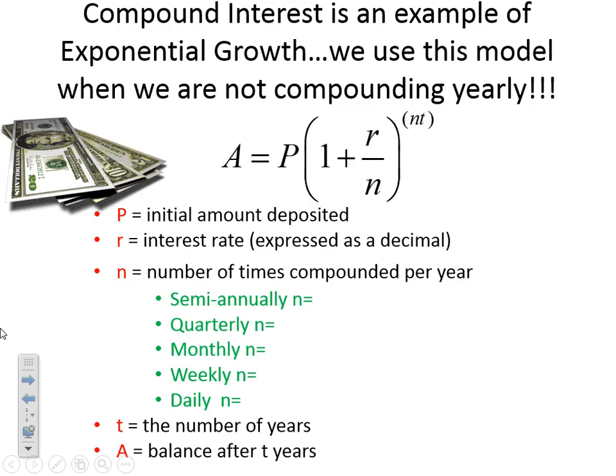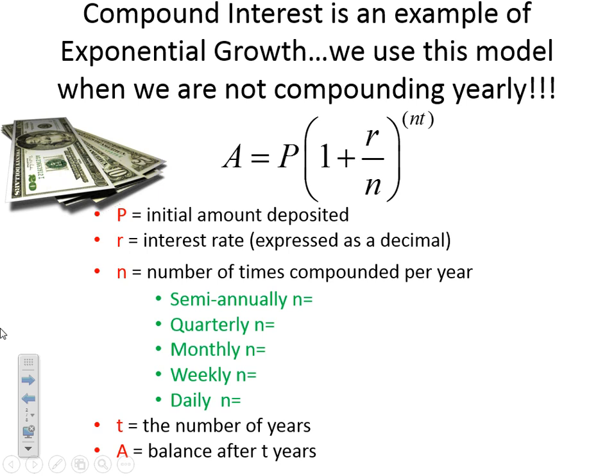First, you guys have this printed out. We're just going to fill in a couple of things, okay? Compounded interest is an example of exponential growth. We use this model when we are not compounding yearly, okay? So here's our equation. A equals P times the quantity 1 plus R over N, all to the N times T power. So P is our initial amount deposited. R is our interest rate, which we have to express as a decimal, not as a percent. Okay, that's very important. N is the number of times compounded per year.